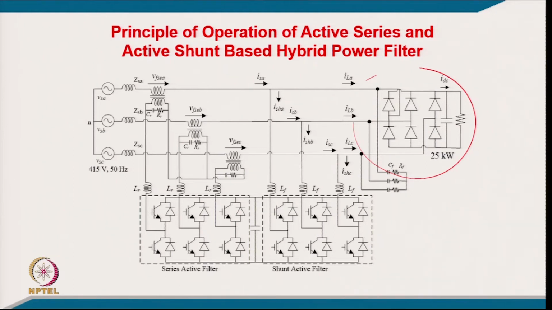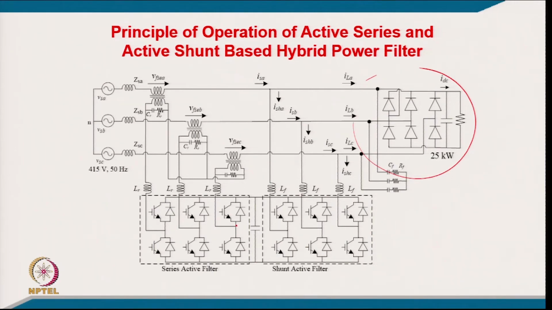and load unbalance. Actually, the filter is supposed to take care of harmonics, but you can do additional tasks also, what we discussed in DSTATCOM, like load balancing, negative sequence compensation, neutral current compensation, as well as even voltage regulation. So, all those things can be taken care of by the universal filter. We call it a universal filter because it has an active series and an active shunt, and the DC link is shared between the two, and regulation of the DC link voltage is the responsibility of the series active filter.